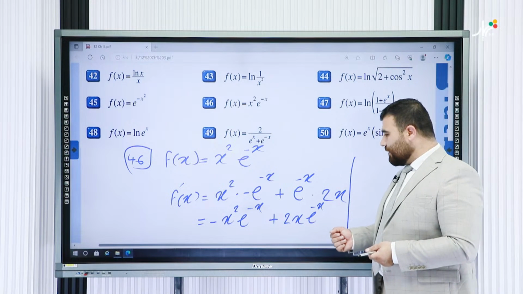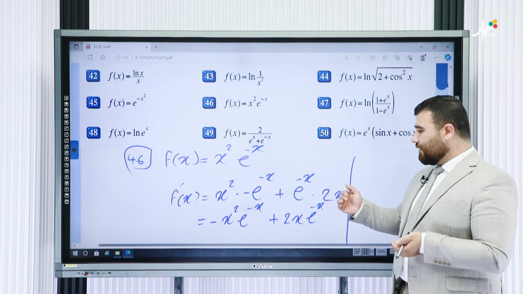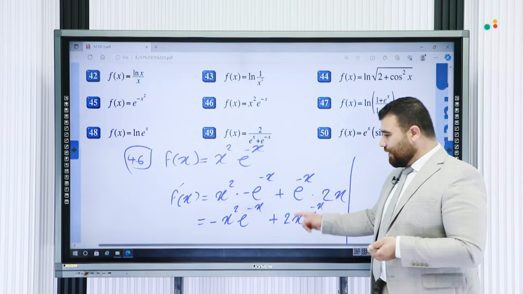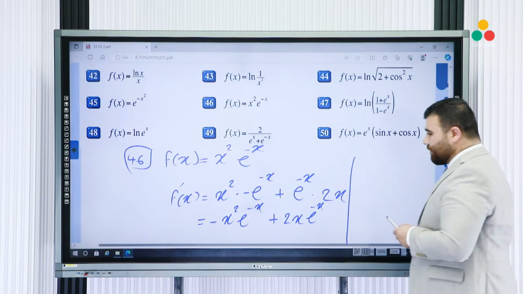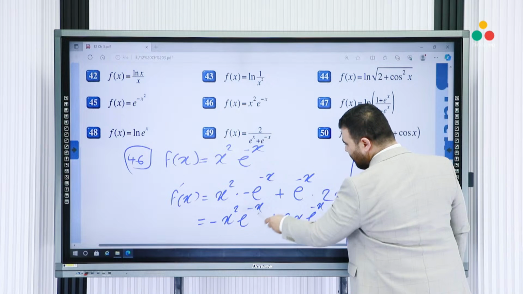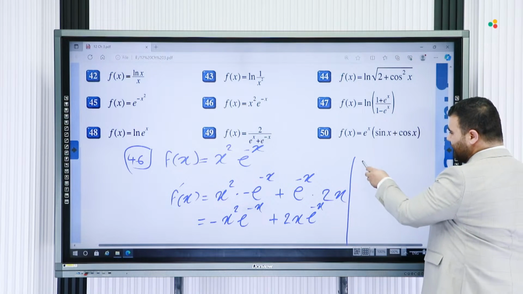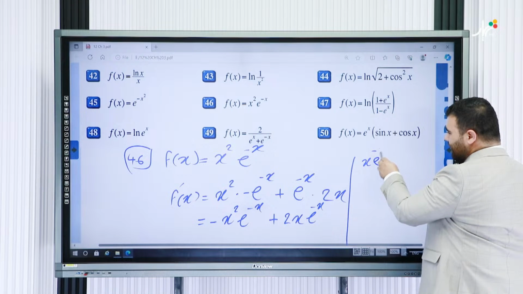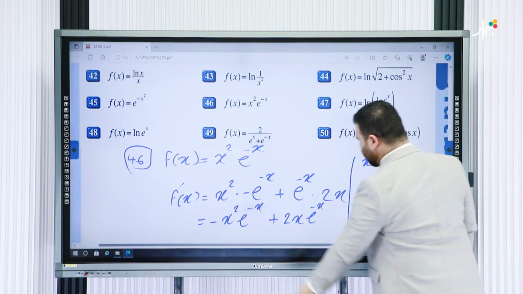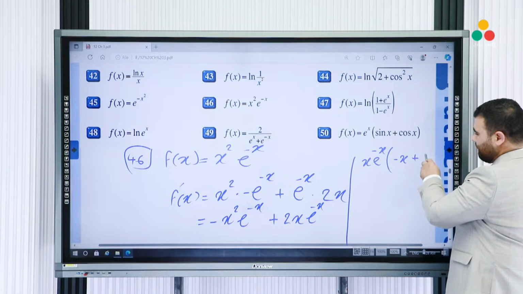But if the choices were written in the form of a bracket with e^x outside, or in the form of a fraction, then we need to simplify two more steps. One step is x and e^(-x), x e^(-x), that's common. We can write x e^(-x) outside as a common factor. What's remaining here is negative x, and what's remaining here is 2.